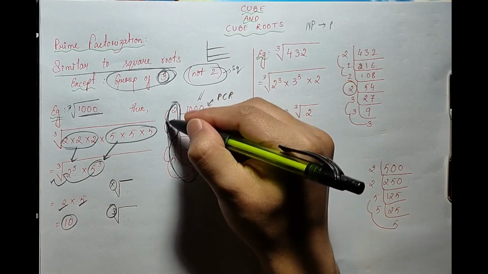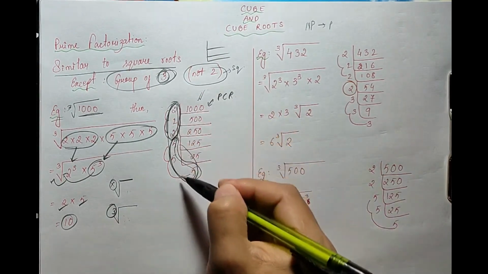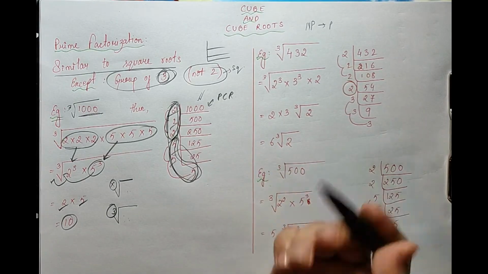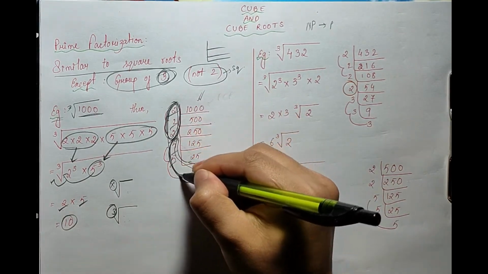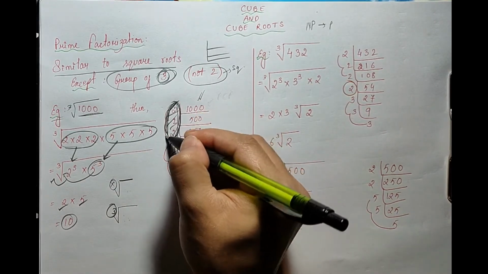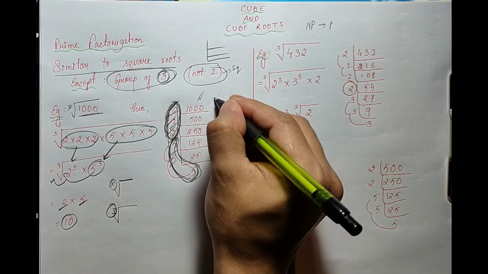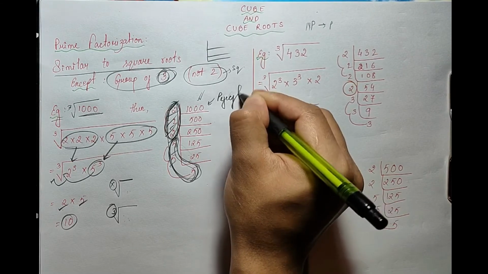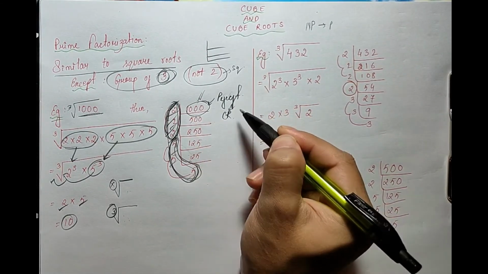Why? Because we could find groups which consist of 3 numbers. Please note that here while grouping there was no number that was left out. That means each and every number belongs to one or the other group. When this happens, we say that the number is a perfect cube root. So this number is a perfect cube root.